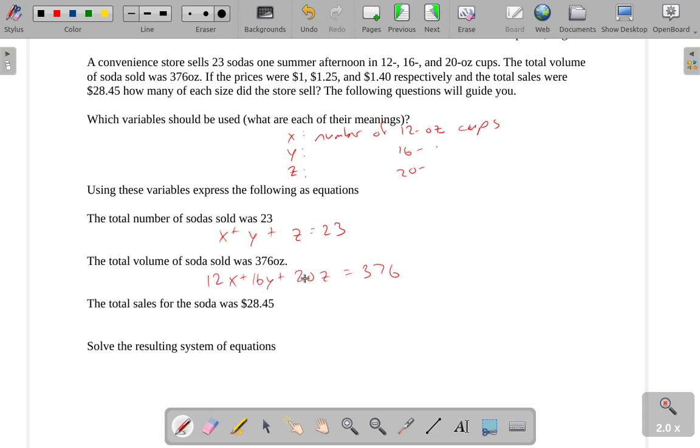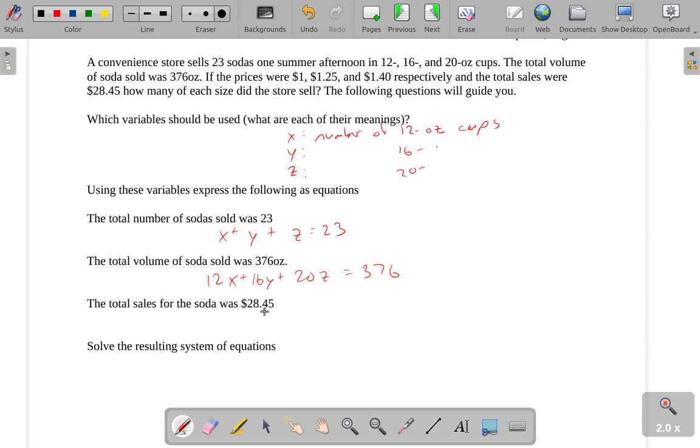You notice everything in this equation is talking about the volume of soda. So 12 times X is 12 ounces of soda per cup times the number of cups, plus 16 ounces of soda per cup times the number of cups. This is an amount of soda. We add those together, we get an amount of soda. I'm spending an awful lot of time on this because this process is very important for when we get into later questions. We're going to be doing a lot of questions like this in this class.